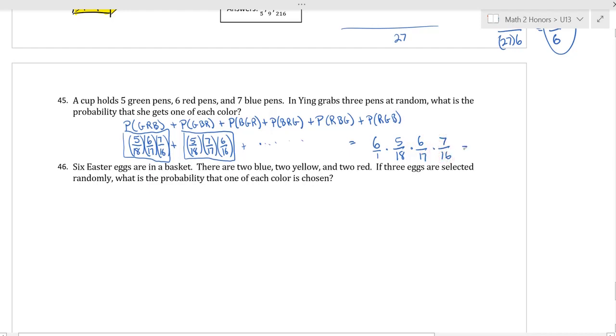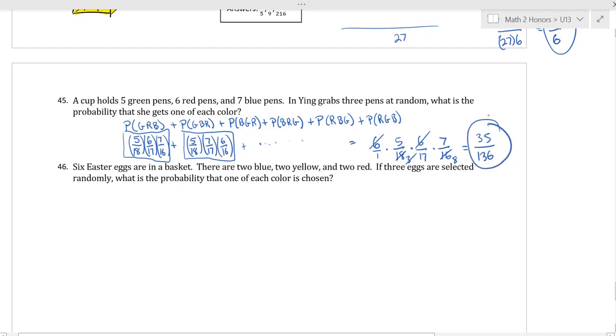And then we just reduce this as much as we can. Divide by 6. Divide by 6 again. And that's about as good as we can get. So we have 35 in the numerator and 17 times 8 in the denominator, which is 136. And there we have it.